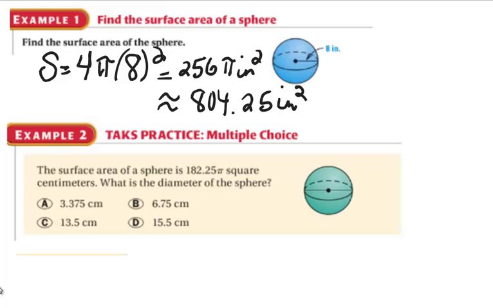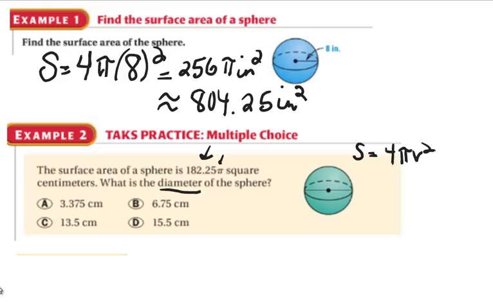All right, let's look at this example 2. The surface area of a sphere is 182.25 pi. Notice that the pi is right there. Square centimeters, and we want the diameter. So we've got a little bit of a multi-step problem here. Let's go back and remember the surface area is 4 pi r squared, and we have the surface area.